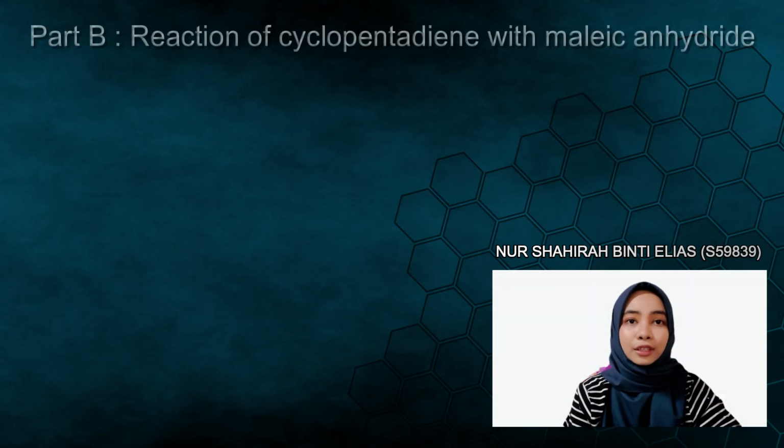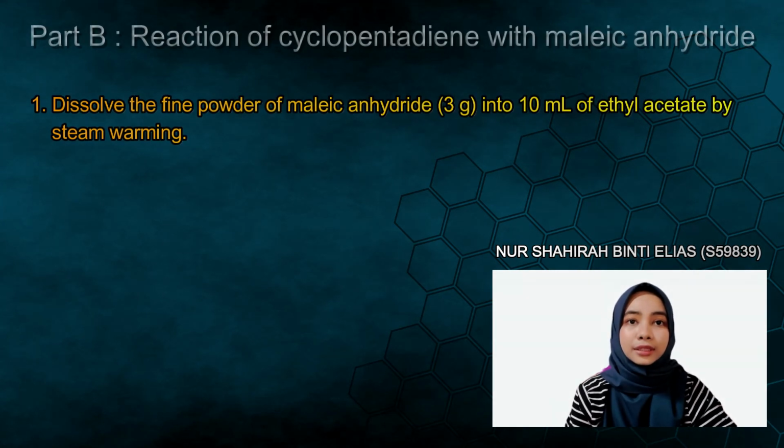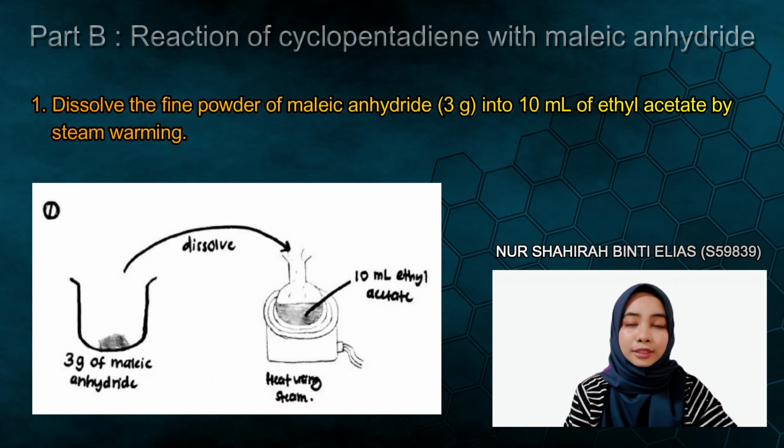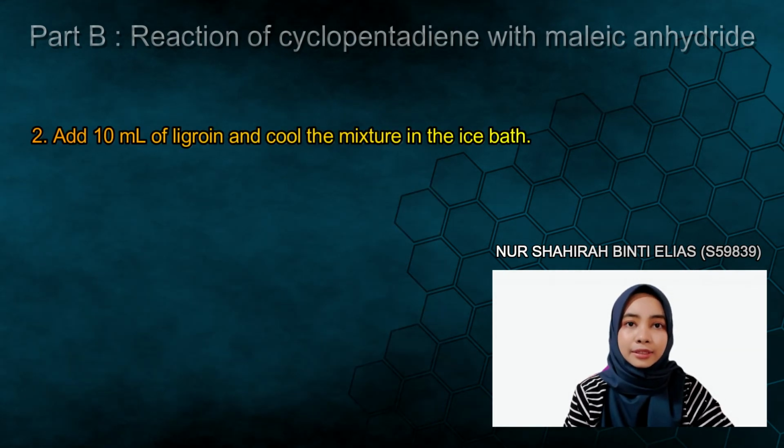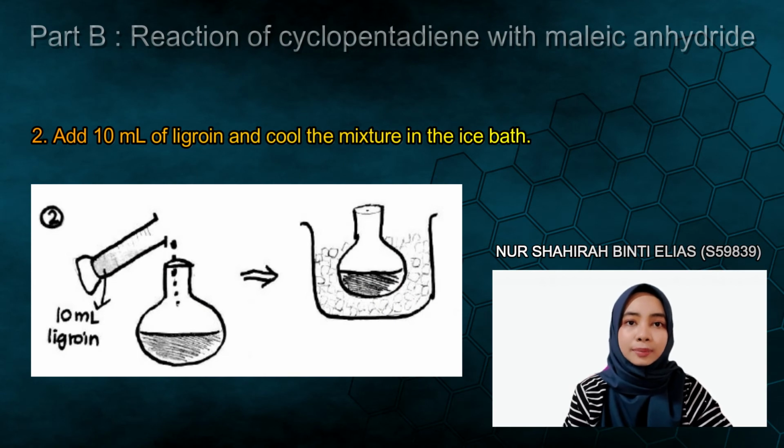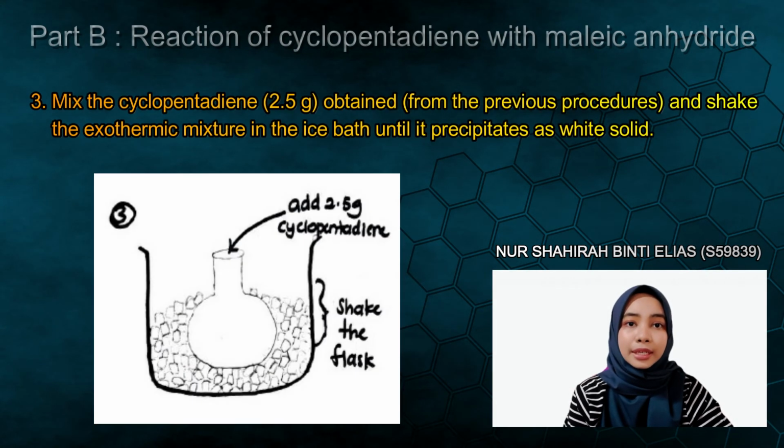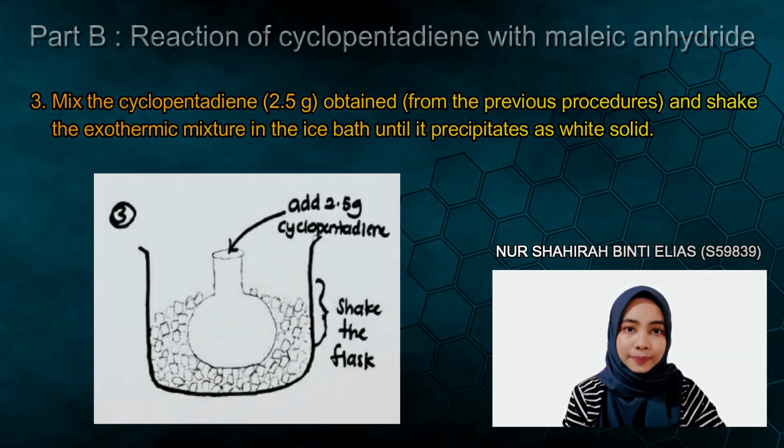Second is the reaction of cyclopentadiene with maleic anhydride. First, dissolve the fine powder of maleic anhydride, 3 g, into 10 ml of ethyl acetate by steam warming. Second, add ligroin, 10 ml, and cool the mixture in the ice bath. Third, mix in the cyclopentadiene, 2.5 g, obtained from the previous procedure and shake the exothermic mixture in the ice bath until it precipitates as a white solid.